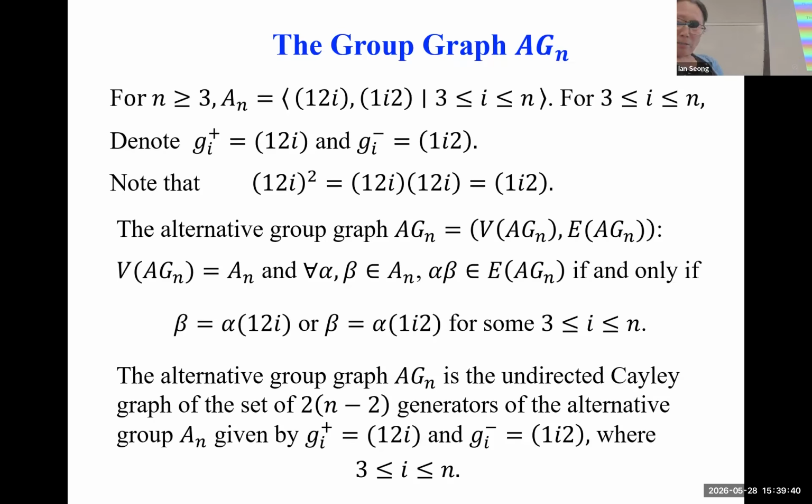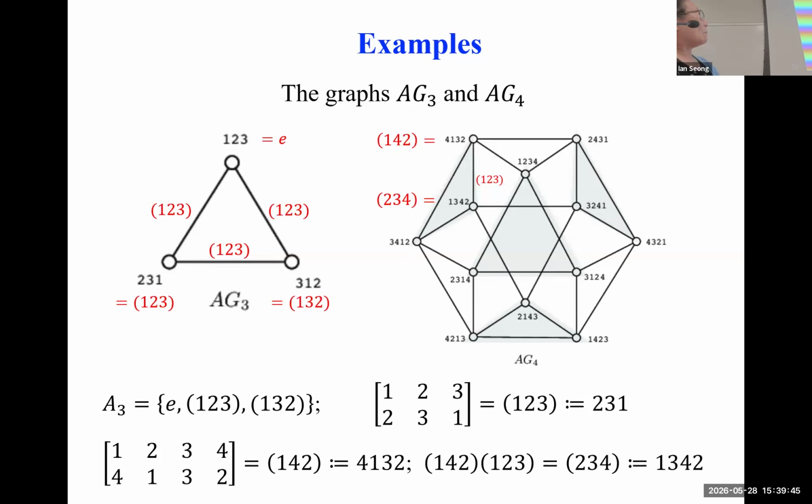That is our graph. So let's look at the graph. I have the graph here. This one is for AG3, the other for AG4. Okay, AG3, if you look at it, they use a kind of different notation. For A3 there are only 3 members: the identity and the 3-cycles (1, 2, 3) and (1, 3, 2). The square of (1, 2, 3) is (1, 3, 2).